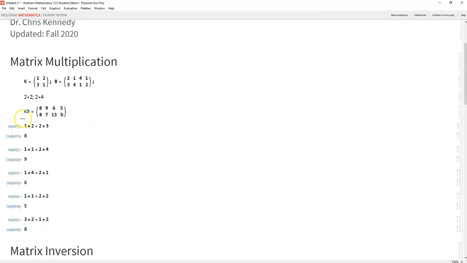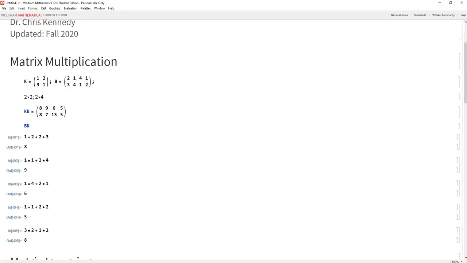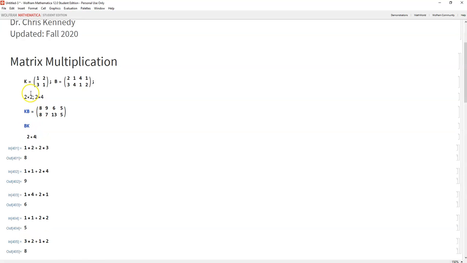Now, note that if we tried to reverse the order and work out B times K, then I would have a 2 by 4 multiplied by a 2 by 2, and these numbers don't match. Because of that, our method just won't work. So in this reverse order, there is no defined product, and I can't multiply those two matrices.